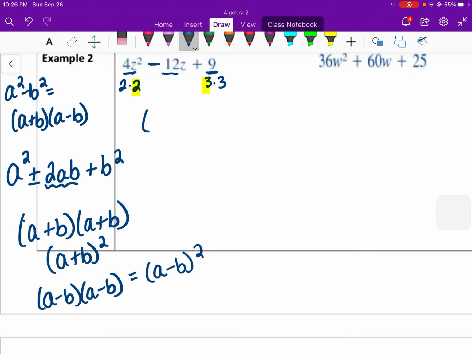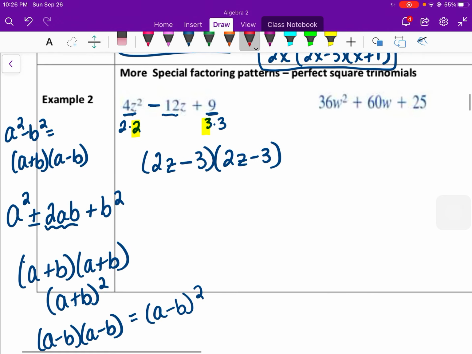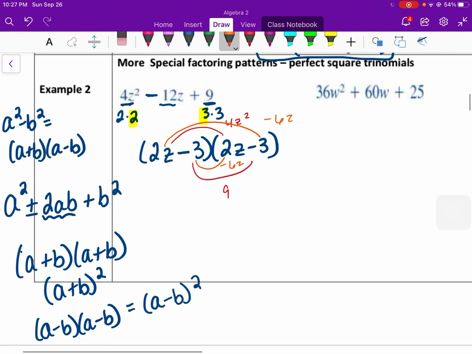So this one adds up to negative 12 in the middle. So our a is going to be the 2z, and then it's going to be minus 3, and then we're going to have another 2z minus 3. So you can see how this works, because you're going to get a 4z squared there, and you're going to get 9 on the end. And then in the middle, we get a 2z times negative 6z, and then a negative 6z here. So we get all of our terms there.